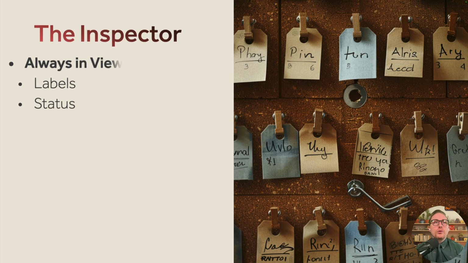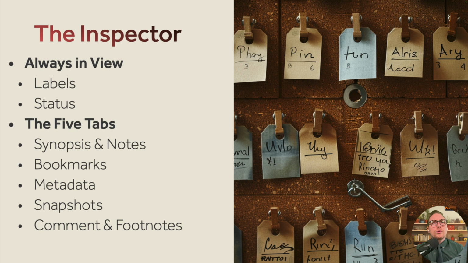Now, through the inspector, you can create and review document notes, bookmarks, snapshots, metadata, comments, footnotes, and more. And you'll notice that 2 tools in the inspector are consistently available on every tab, and that is the labels and the status. Okay, and you can assign labels and status regardless of which tab you have selected. So the inspector provides an excellent way to assign labels and status to any file selected in the binder. It's just a quick access tool, always going to be there.